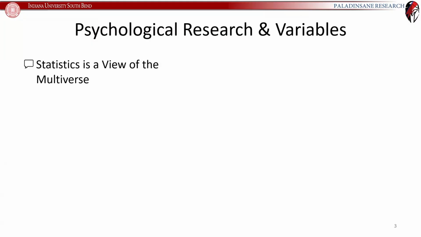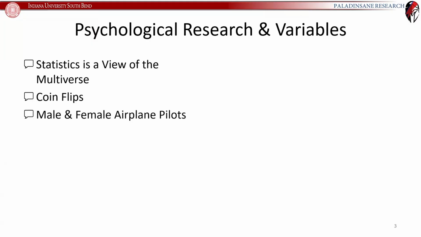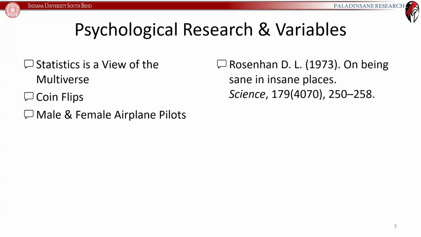We're going to start off with a few really simple examples of this, such as the idea of coin flips, and then take a look at a slightly more complex example with the male and female airline pilots demo. And then we are going to take a look at a controversial psychological study, Rosenhan, on being sane in insane places, where pseudo patients, subjects in this study, went to different mental health hospitals and pretended to have mental health issues to get admitted, to see how soon they would be found out in terms of not being actual real patients.